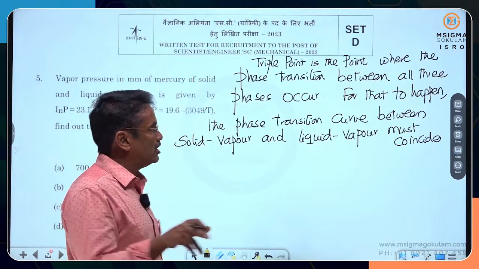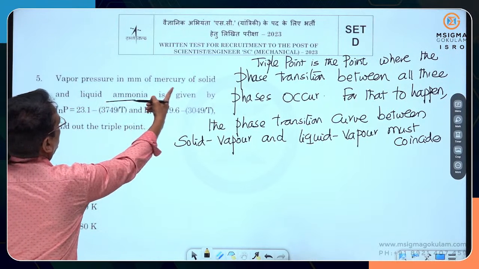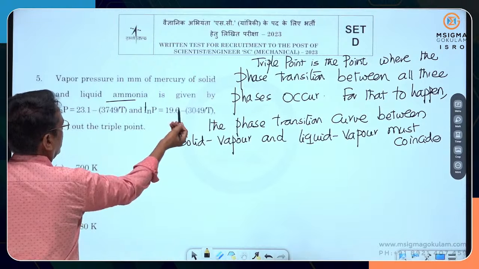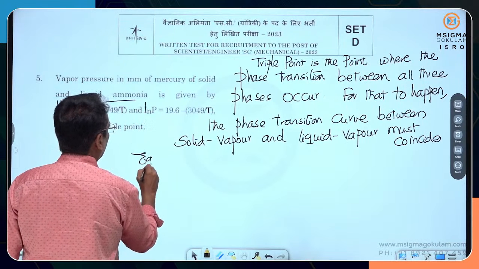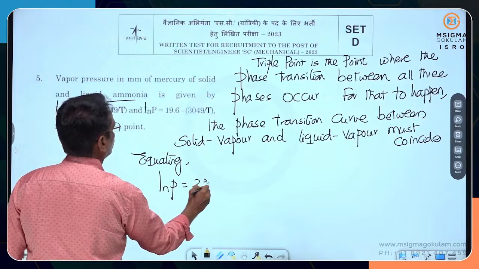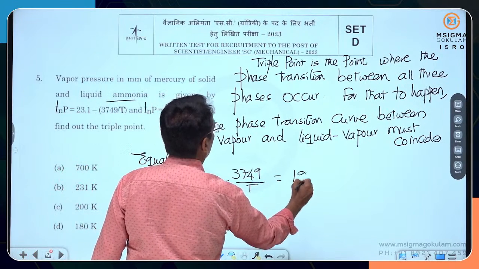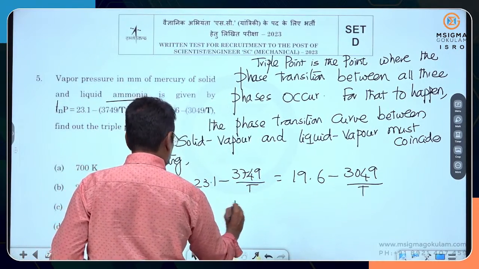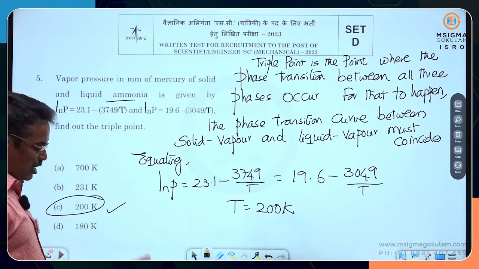So, the triple point of water is 0 degrees Celsius, but here it is asked for ammonia. Look at this, liquid ammonia. He has given the vapor pressure in mm of mercury for solid and liquid ammonia. So, we could equate these. This is for the solid, this is for the liquid. Therefore, both are happening at the same temperature. So, I could equate ln P = 23.1 − 3749/T = 19.6 − 3049/T. You will get the value for T as 200 Kelvin. This is the answer, the triple point of ammonia based on the given data.